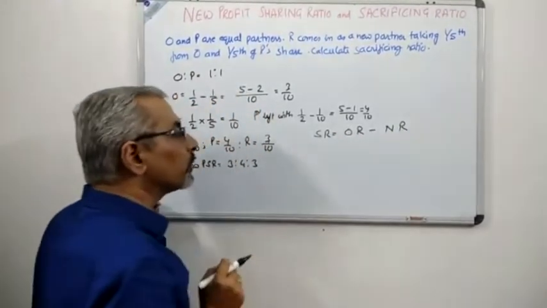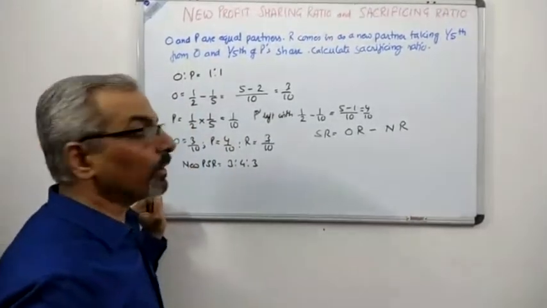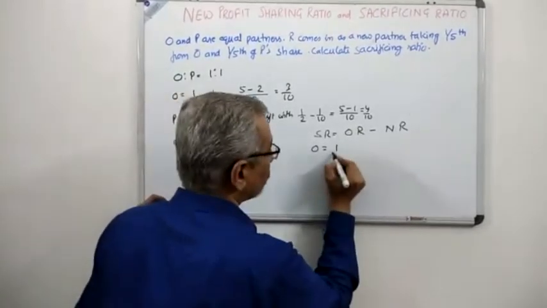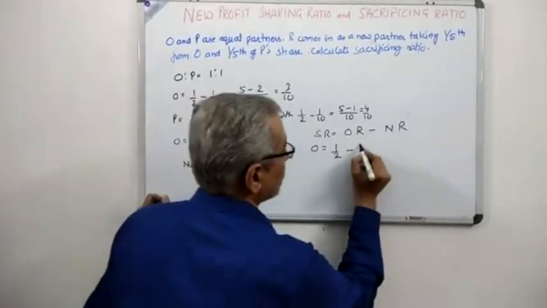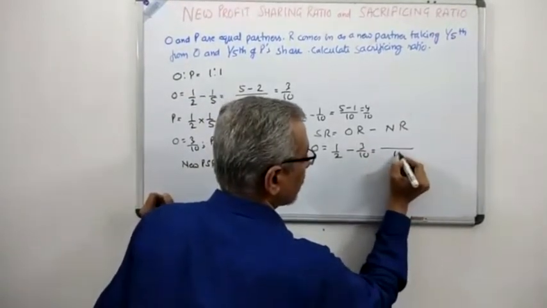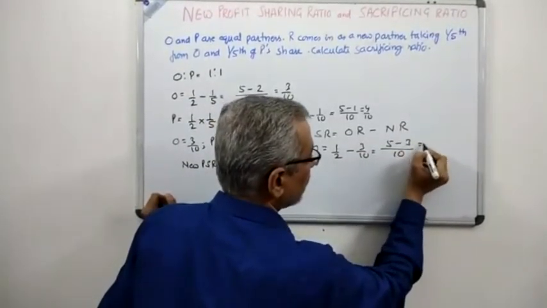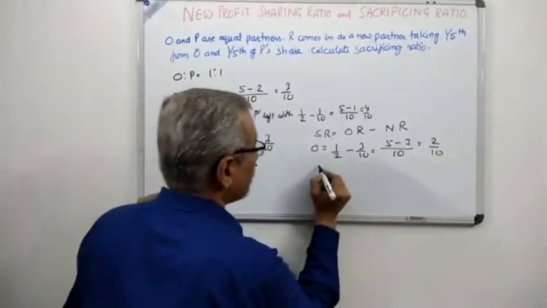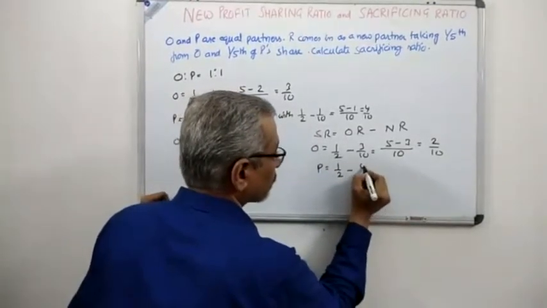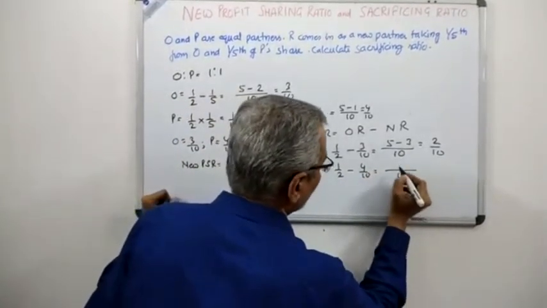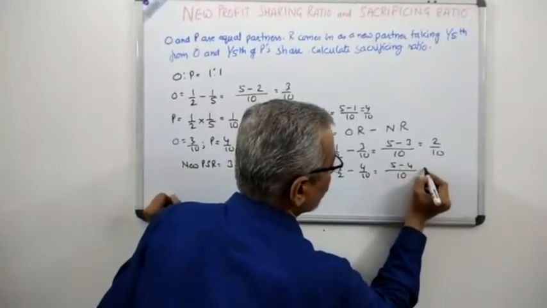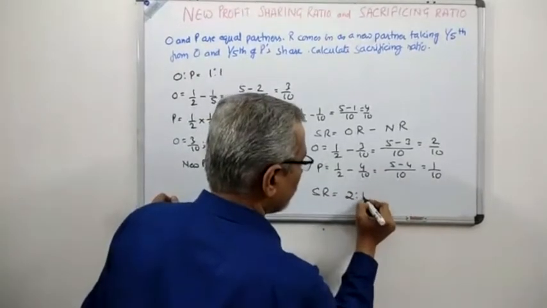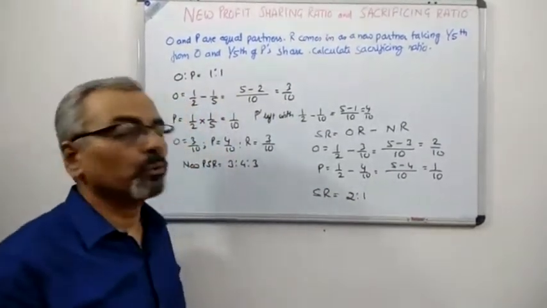For whom should we calculate it? For both the old partners O and P. Let us now see what O will have. O's old ratio is half, O's new ratio is 3/10, and therefore the sacrifice is 5 minus 3, that gives you 2/10. And for the next partner P, that is half minus 4/10, that gives you 5 minus 4 over 10, that is 1/10. Therefore the sacrificing ratio between the partners O and P is 2:1.